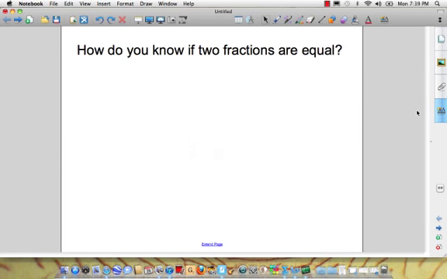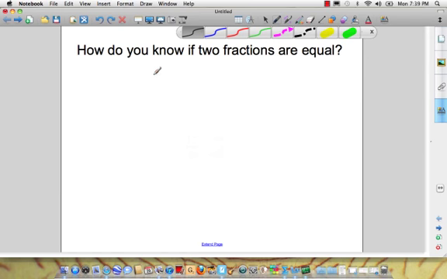This lesson introduces the idea of a proportion and the skill called solving a proportion. I'm going to start with the following question. How do you know if two fractions are equal? Sometimes it is somewhat obvious.